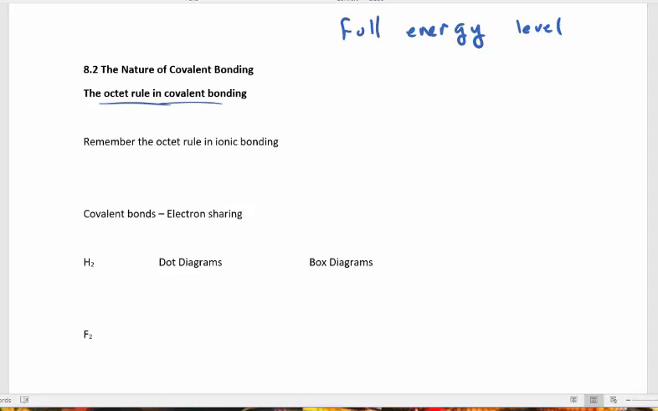Okay, let's continue our discussion about covalent bonding. What we're going to do is start drawing what we call Lewis structures or dot diagrams to illustrate how electrons are shared in this process. Remember the octet rule in ionic bonding. Basically, what the octet rule says is that atoms want a full outer energy level. Octet means they want 8 electrons in that outer energy level, but we know there's a lot of exceptions to that. All right, so how do we do this?